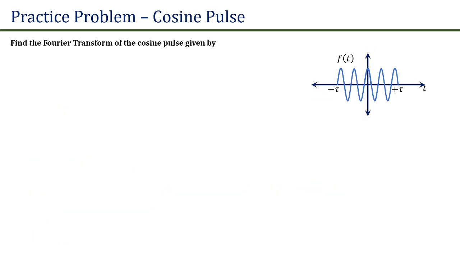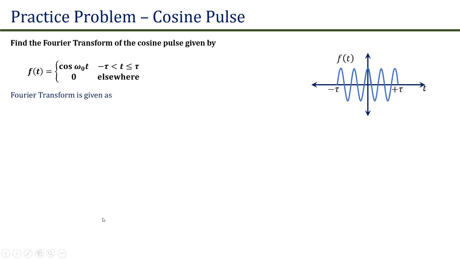Now let us determine the Fourier transform of a cosine pulse, as shown in this figure, which can be written mathematically as f(t) is equal to cos of omega naught t within the limits from minus tau to plus tau, where omega naught is the frequency of the cosine wave. Outside the limits minus tau to plus tau, the value of f(t) is equal to 0.